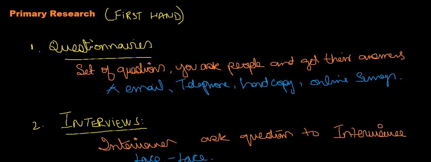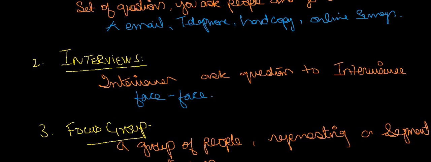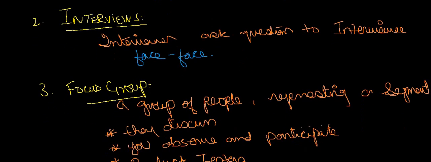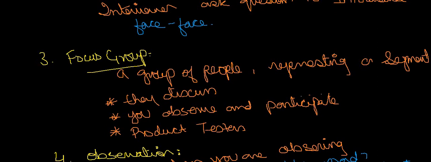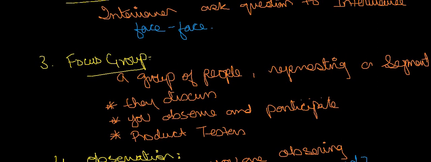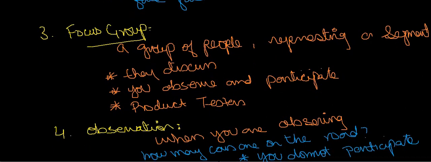Questionnaires: you ask a few questions through surveys, hard copies, or telephone. Interview: you actually go to people and interview them, you ask questions. Focus group: you bring a group of people together who represent a segment. For example, if you're launching a new phone, you say, hey, listen, I've got a new product, try this. They discuss, you participate and make notes, and you try to understand what they're saying, what they need and what the new trends in the market are. And observation is where you quietly sit and observe and see how the market is going, or whatever you're observing.